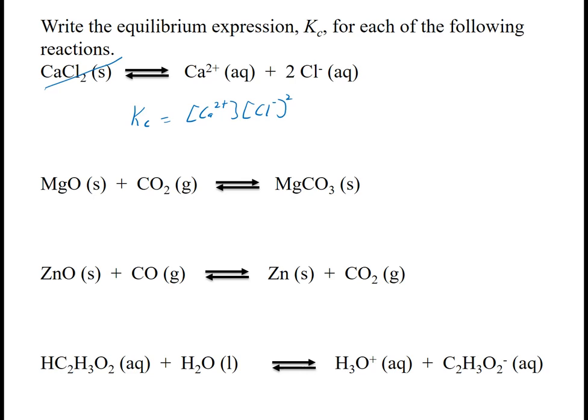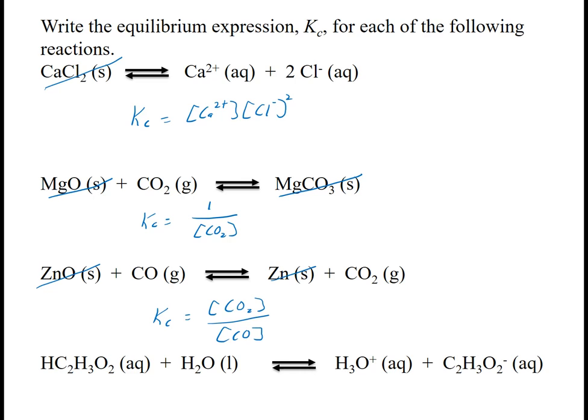Okay, if I do the next one, I do not have magnesium oxide because it's a solid. I do not have magnesium carbonate, sorry, because it's a solid. So therefore my Kc expression, now I don't have any products, so I have no numerator, but I have to put something there to make it a fraction. So it's going to be 1 over the carbon dioxide concentration. Okay. Zinc oxide and zinc are not included, so my Kc simply is my carbon dioxide over my carbon monoxide.